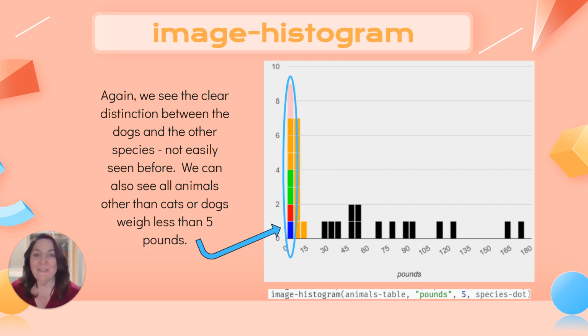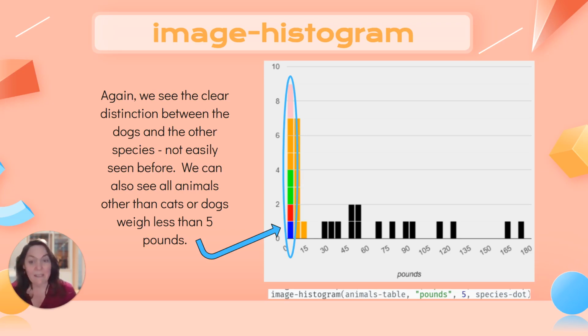I can also do this in the image histogram and see, again, there's my dogs out to the right, but the pounds, it's very clear now that it is my dogs that are skewing the weight. If I'm going to be just looking at the pounds column, the weight of the animals at the shelter is definitely skewed to the right, and those dogs are the culprits.